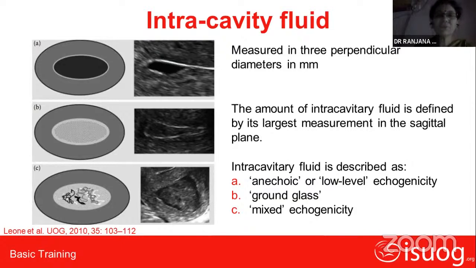The amount of intracavitary fluid is defined by its largest measurement in the sagittal plane. It is also defined as anechoic, meaning without any echo within it, ground glass if there are fine echoes within it, or mixed echogenicity, maybe due to blood or RPOC, when it is hyperechoic as well as hypoechoic.